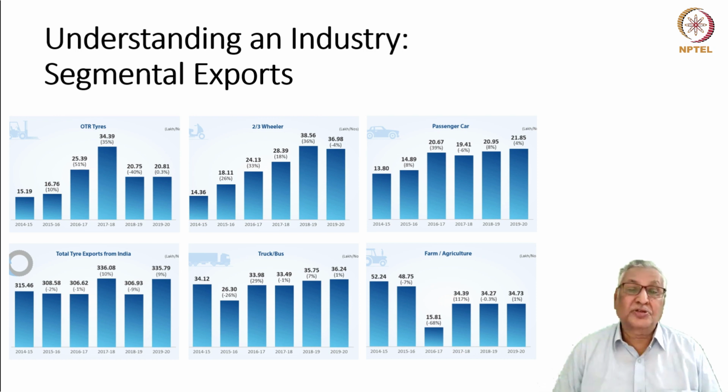The segmental exports are also substantially different. In terms of the tire exports, total tire exports have been to the value of 335 lakhs, and in truck and bus segment it has been 36.24, and in terms of the farm agriculture it has been 34, passenger car 22, and two three-wheeler 37. And of the off-the-road tires it is 21. Therefore, it is more or less uniformly distributed across the various segments of the vehicle industry, which requires tires of all sizes.